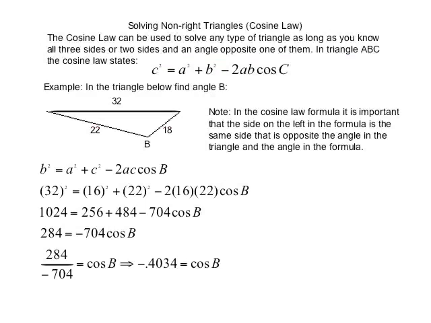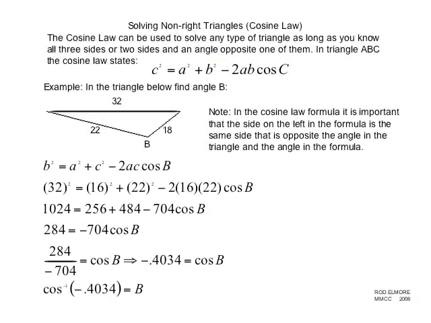But now we need to be able to get the B by itself. So we're going to take the inverse cosine of both sides. And the inverse cosine of negative 0.4034 equals B. Then putting that into our calculator, where the inverse cosine key is, we get that angle B equals 113.8 degrees. Now this is if you had your calculator set in degrees, and that's what mine was set for.